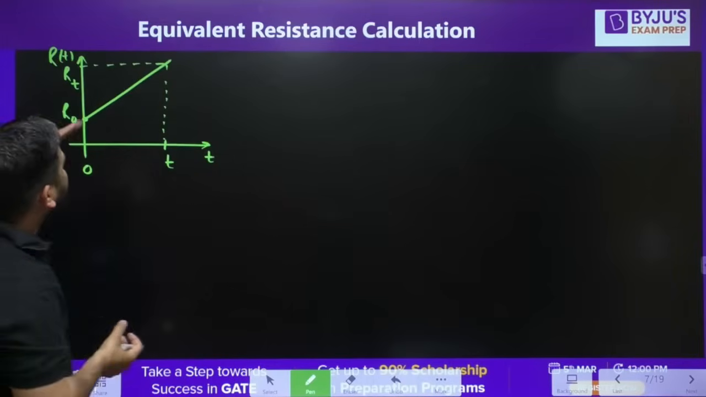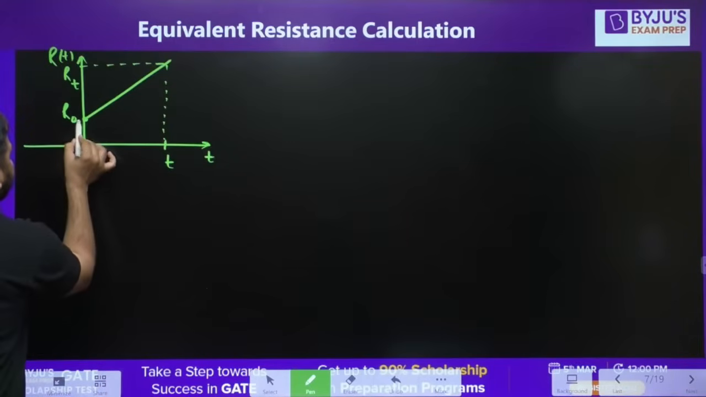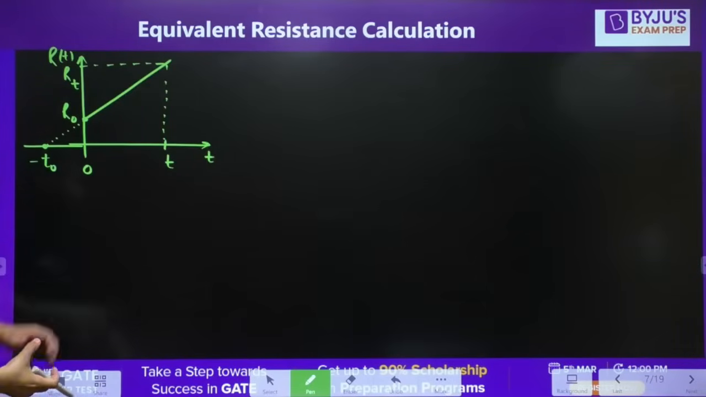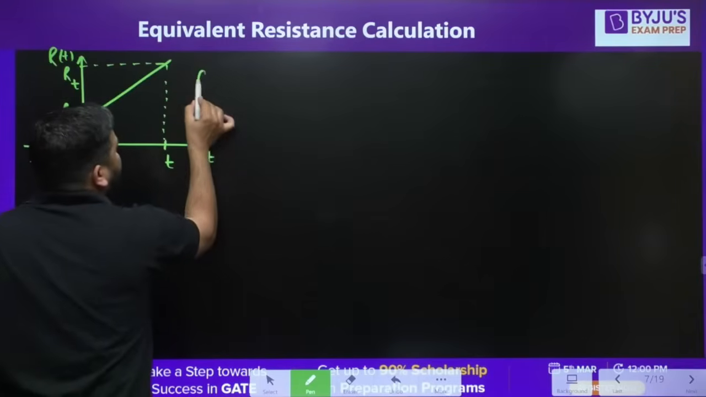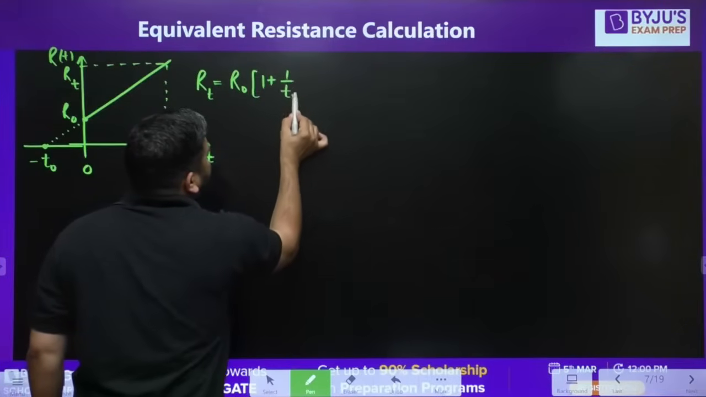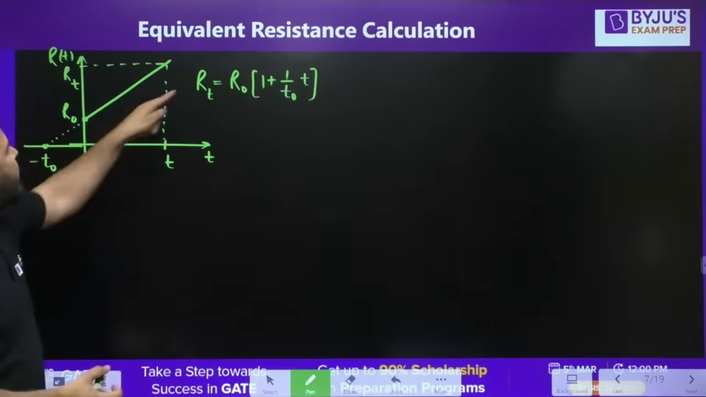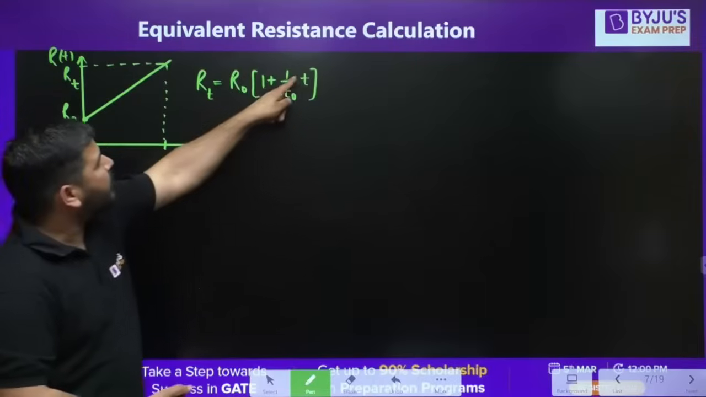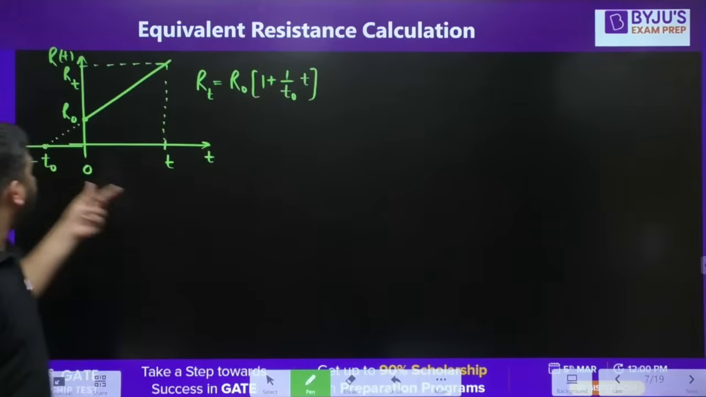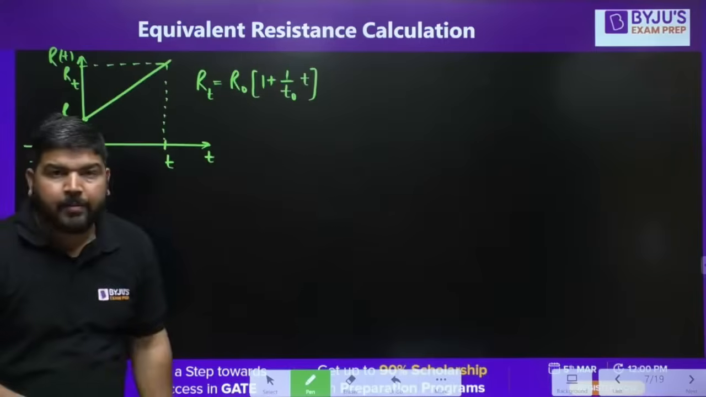Now I want to write this RT in terms of R naught. How to write this? What you can do is you can extrapolate this line, and this intercept is, let's say, minus T naught. Now if you write this equation, then RT can be equal to R naught into 1 plus 1 by T naught into T. You can check. This is the equation of this line. At T equal to 0, this RT has to be equal to R naught. If you put T equal to 0 on this side, this is gone, so on this side you have R naught only. Okay, I think it is clear.